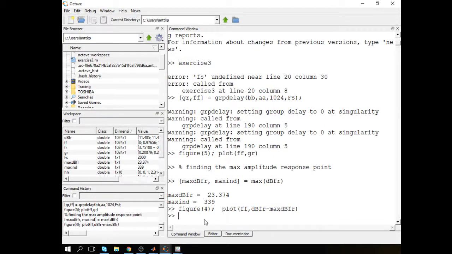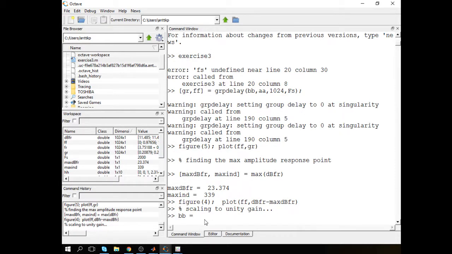So scaling to unity gain actually means that we take the B parameters and divide them by the absolute value of the frequency response, B, A. Then it doesn't actually make any difference on the sample rate since we are taking just the maximum value. There. Rescaled parameters.